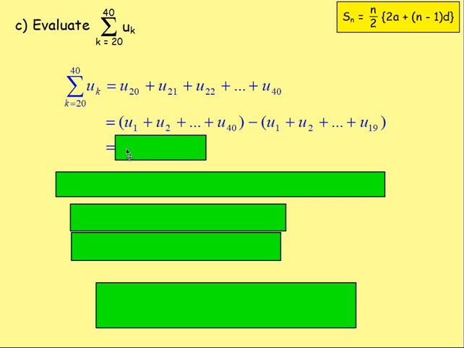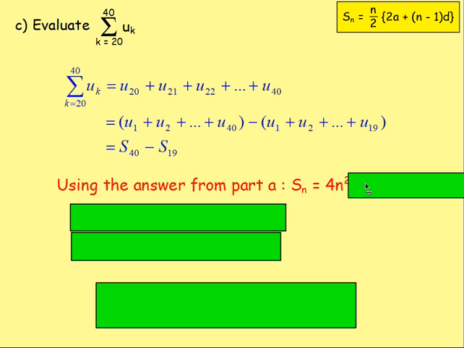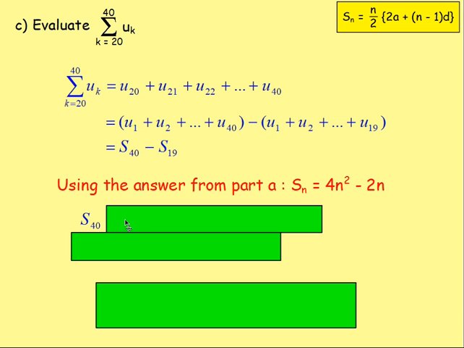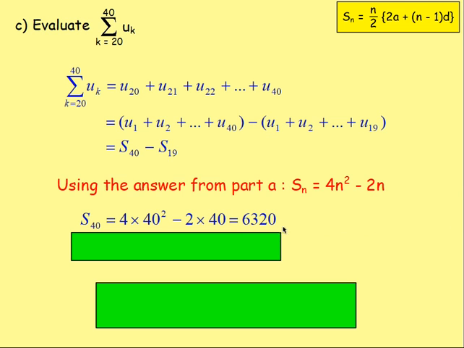So in other words, we'd have the sum of the first 40 terms take away the sum of the first 19 terms. How could you work this out? Well, remember for part B, the answer was Sn equals 4n squared take away 2n. So all we've got to do is use that formula to work out S40 take away S19. The sum of the first 40 terms therefore will be 4 times 40 squared, take away 2 times 40, which will equal 6,320.